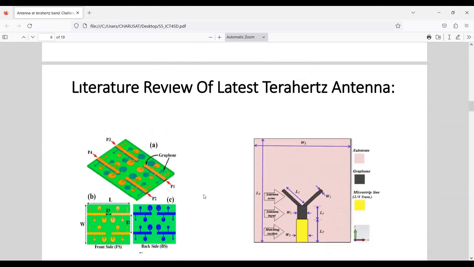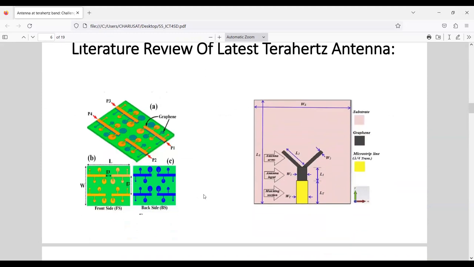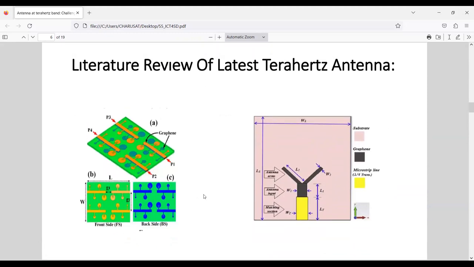Now we'll take you to the literature review of the latest terahertz band antennas. The first figure that we are seeing on the left hand side, which is green in color. In this section, we'll study various terahertz band antennas which have a super wide bandwidth, and a few of the antennas achieve the high gain which is required for 6G communication.